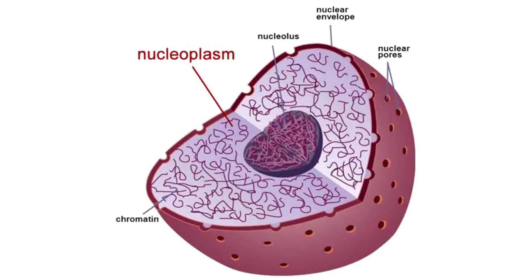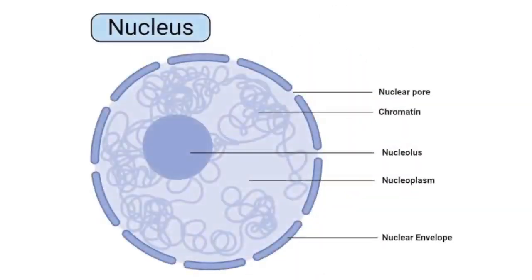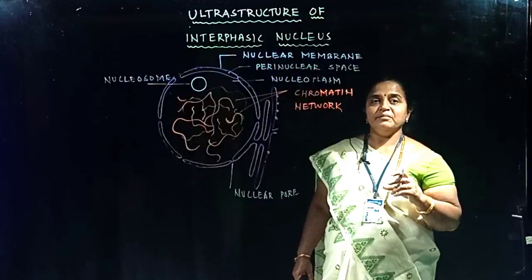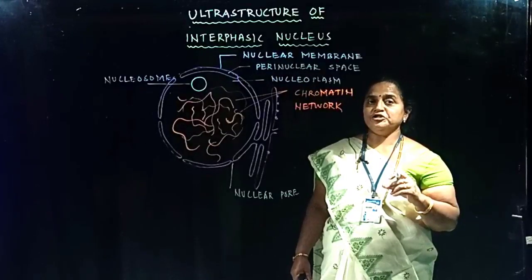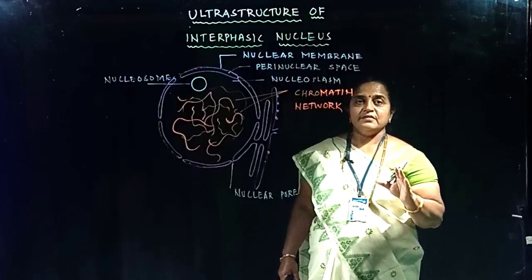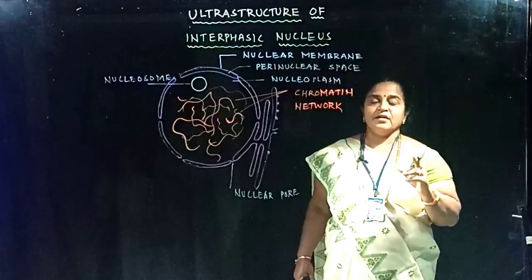In the nucleoplasm, we can see one more spherical body. It is known as nucleolus. And there is a network of thread-like structures. This we call the chromatin network. At the time of mitosis and meiosis, this chromatin network loosens and each chromatin fiber becomes thick and short, known as a chromosome.